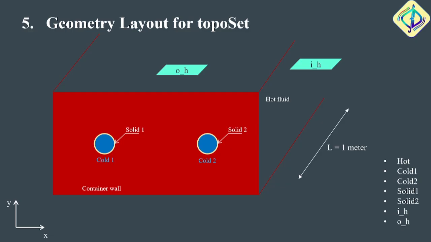We are going to do this using topoSet only. This is a good example because it uses most of the features that topoSet has to offer. If you're able to do this properly, you are well versed in topoSet, I can say. Over here I've jotted down all of the zones or regions that we'll be using: hot, cold 1, cold 2, that is for left and right, solid 1, solid 2, hot inlet, hot outlet.